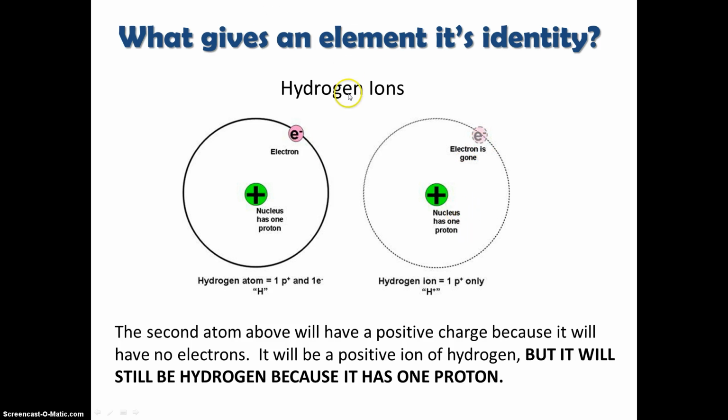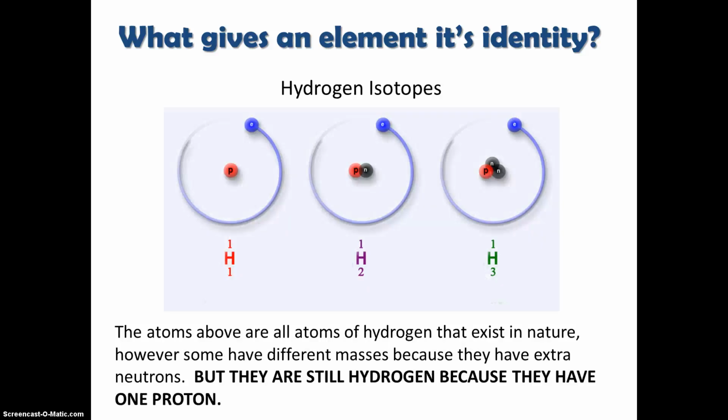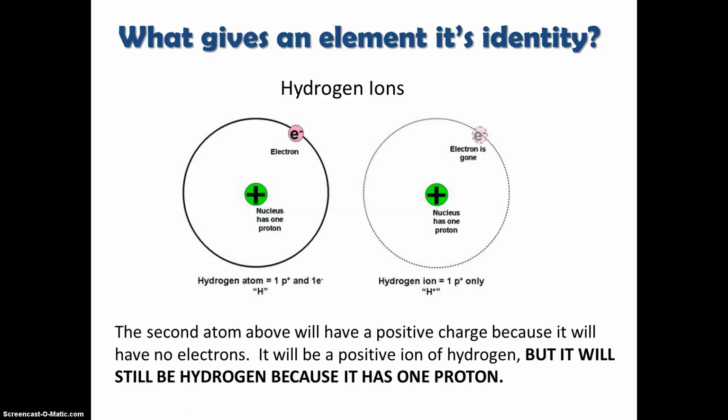Now, you don't have to know about ions, but what you do need to see is that even though the electrons have changed, it's still hydrogen. Why? Because hydrogen has 1 proton. If we added even 1 proton to this model, it would no longer be hydrogen. It would be helium, because helium has 2 protons. So we can change the neutrons, we can change the electrons, but neither one of those changes the identity of the atom. It's the proton that changes its identity.